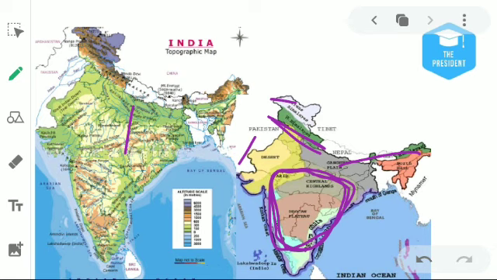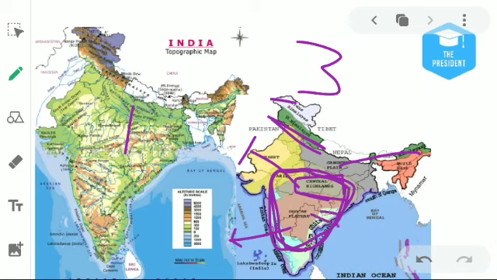It is again divided into two portions. The first one is known as the Central Highlands. The Central Highlands are again divided into three plateaus. The first one is known as Baghelkhand, the second one is known as Bundelkhand, and the third one is known as the Chota Nagpur Plateau. Understood? There are these three parts of the Central Highlands, and the other is the Deccan Plateau. It is nothing else, only the Deccan Plateau name.